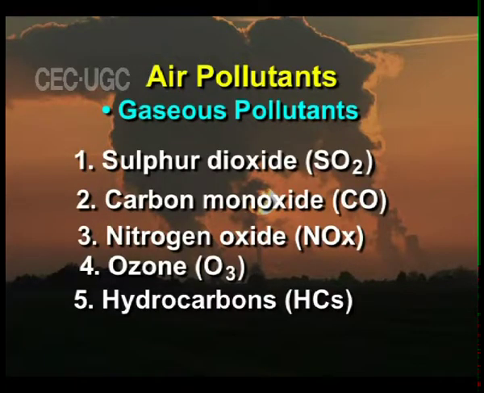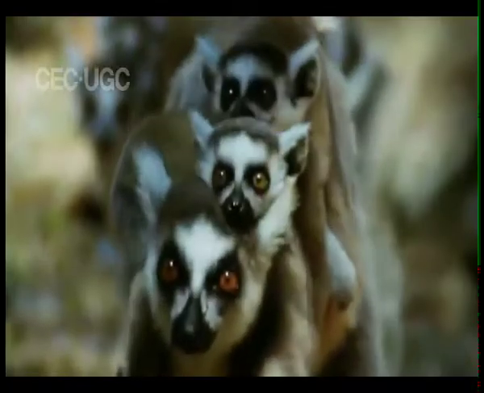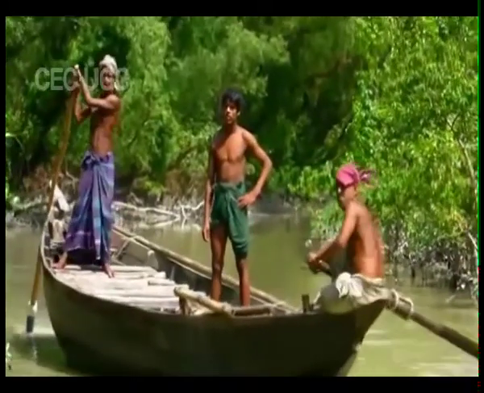Then we have hydrocarbons. Hydrocarbons are compounds composed of hydrogen and carbon. The most important anthropogenic source is the automobile. HCs, that is hydrocarbons, have various direct adverse effects on plants and animals, including human beings. They may be converted into harmful compounds through complex chemical reactions continuously occurring in the atmosphere.